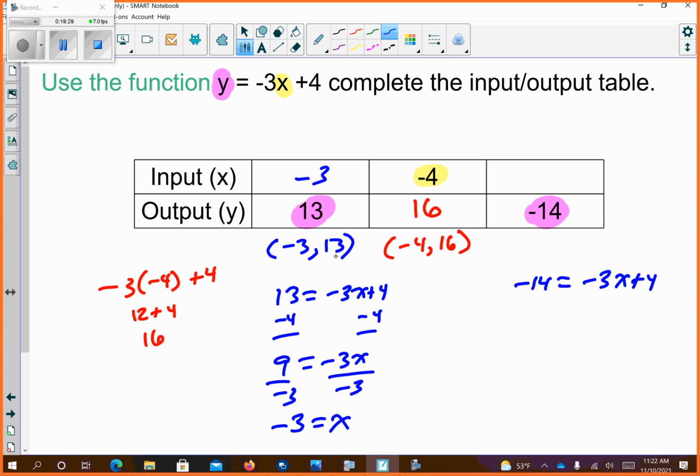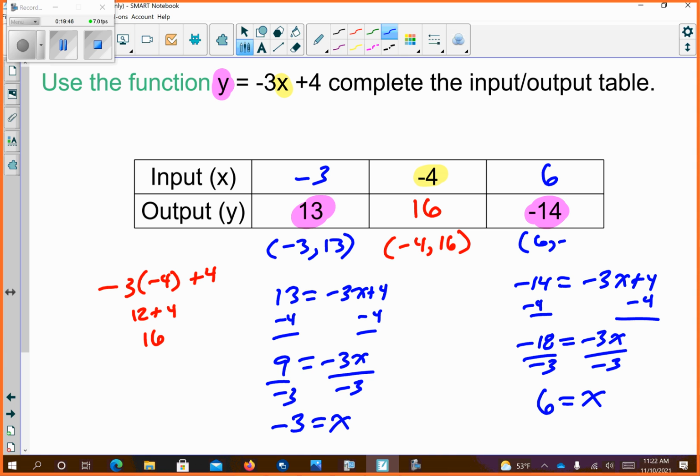And I do the same thing with the other one. I'm going to solve for the 14. So I'm going to subtract 4 from both sides. Negative 18 equals negative 3x. Divide each side by negative 3. Negative over negative is positive, so that comes out to 6. So I get a 6. So this yields me the point 6 comma negative 14.